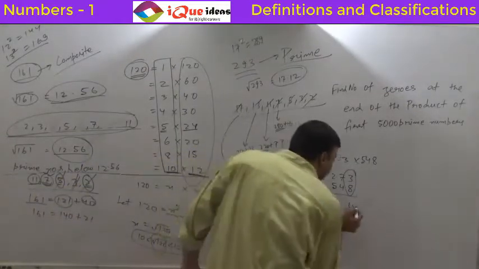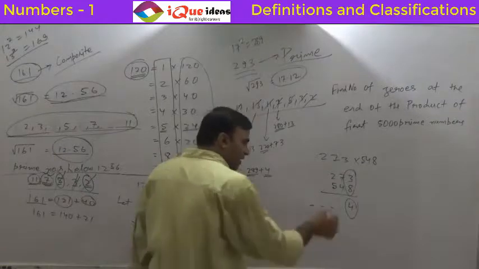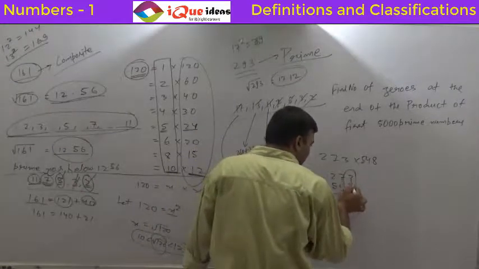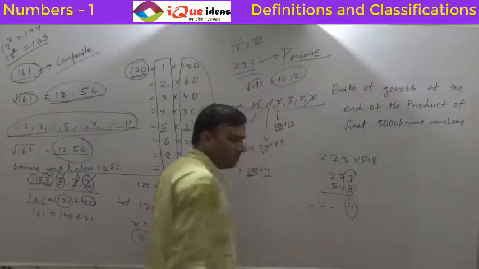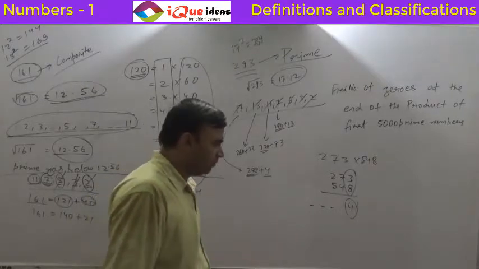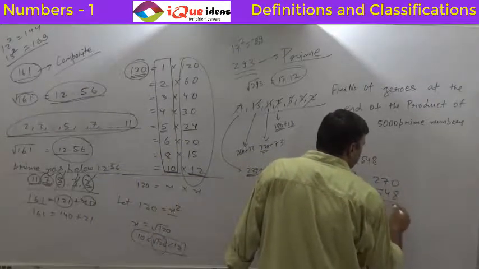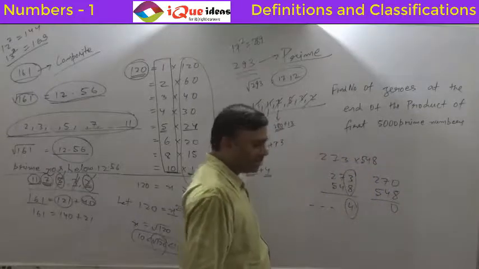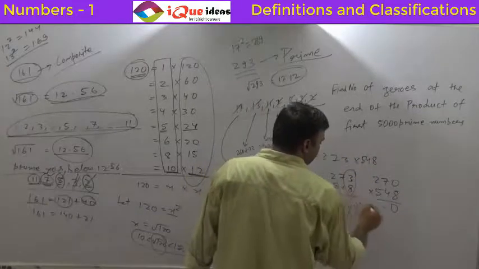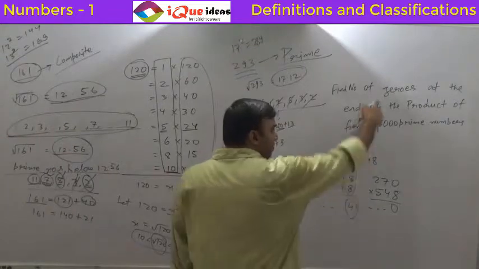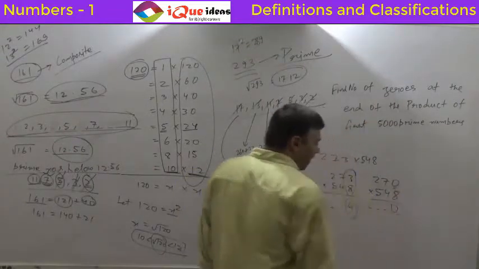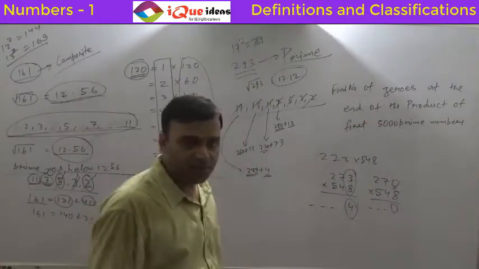Now, how would you get 0 here? You may get a 0 if at these two places, any one of them has a 0. Like 270 into 548, obviously it will come 0. The product will have a 0 in the end. But prime numbers never have a 0 in the end, so that possibility is gone.